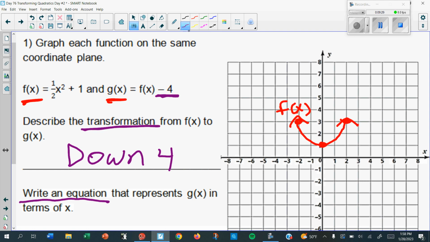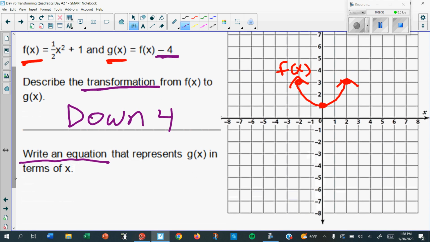Okay, so now the next one says g of x is just f of x minus 4, and we all just said that makes it move down 4. So take each point and move down 4. 1, 2, 3, 4. So there's the new point. Go down 4. 1, 2, 3, 4. And what do you know? It looks just like the other U, just move down 4. So like I said, most of this is easy.